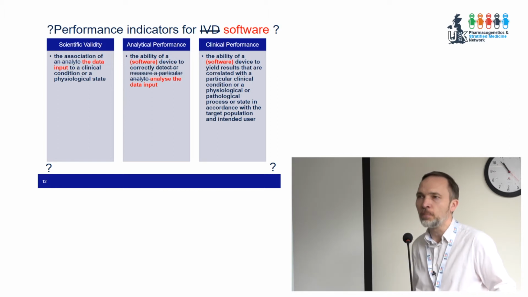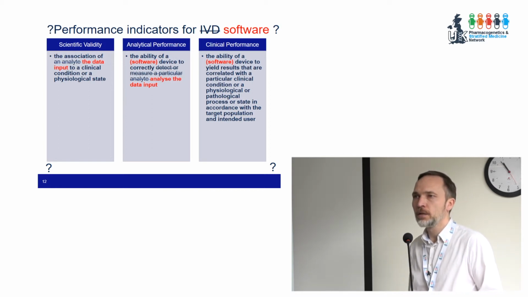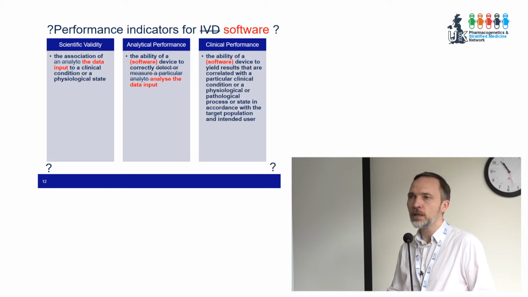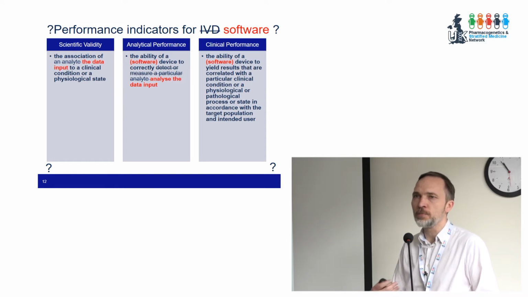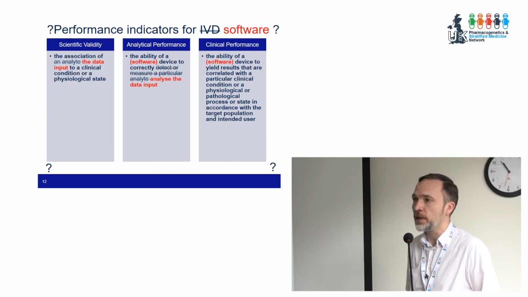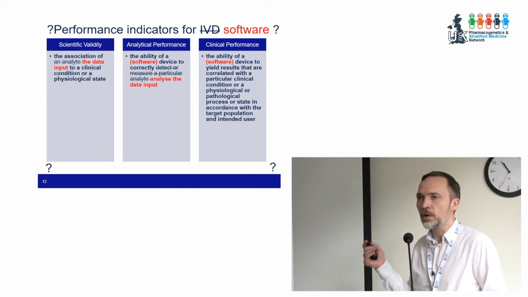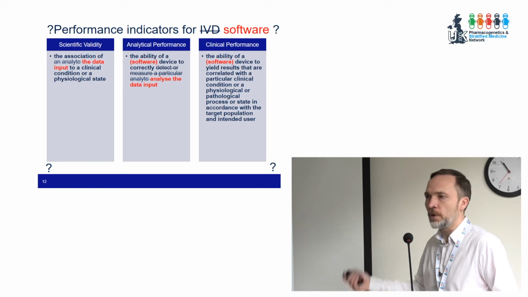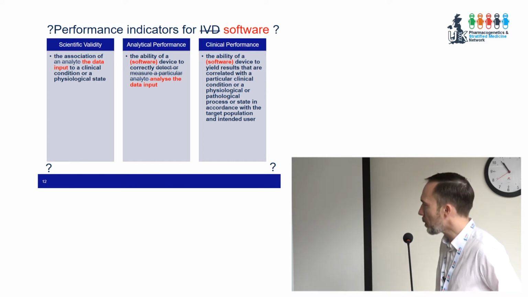I don't know how well it could apply to AI, particularly when you're having to constantly update the software and the performance characteristics, because the performance characteristics of AI will change over time. So how can we have this as something which is evergreen, which is constantly updating?